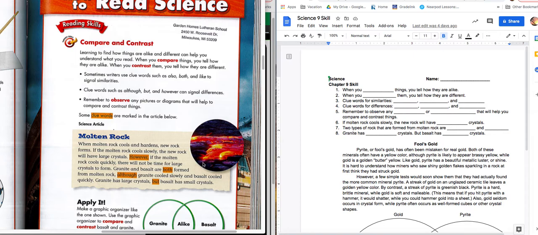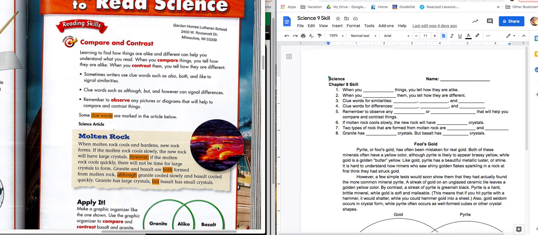Lava hits the ocean water. Instantly, it's going to cool down because of the water. That's going to make it cool really quickly. So depending on if it's being air cooled or if it's being water cooled, we'll give it. Granite and basalt are both formed from molten rock. Okay, so that's number 7 in your notes, guys. Granite and basalt. Although granite cooled slowly and basalt cooled quickly. Okay, because of that, number 8, granite will have large crystals, basalt will have small crystals.